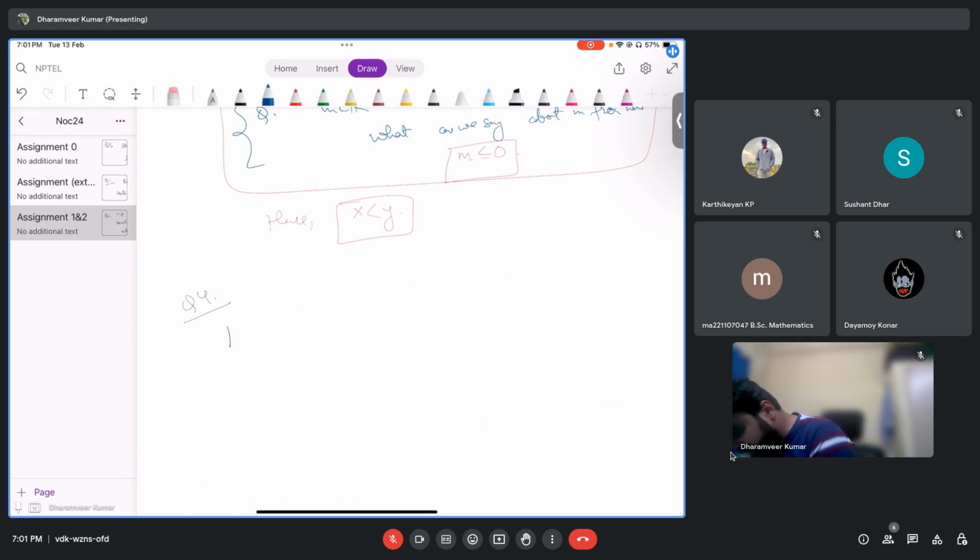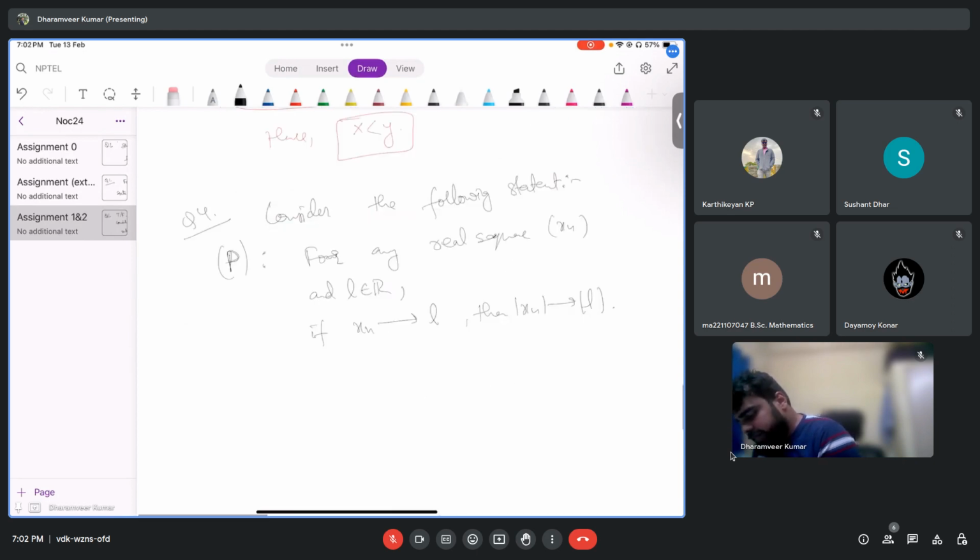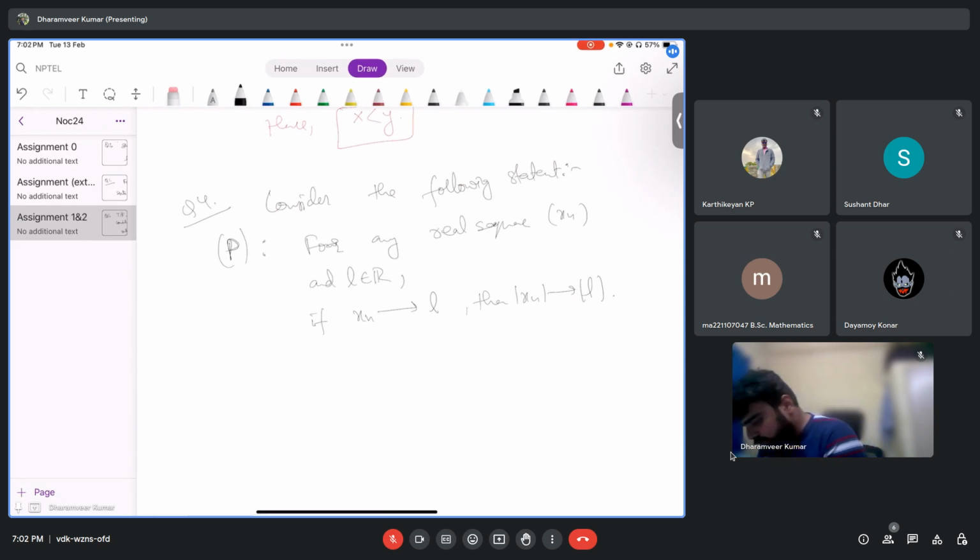It's written like this: P. Consider the following statement, and whenever you want to talk about the statement, you'll refer to it as P. For any real sequence xn and L in R, this is the crux: if xn converges to x, then, so there are 4 options.